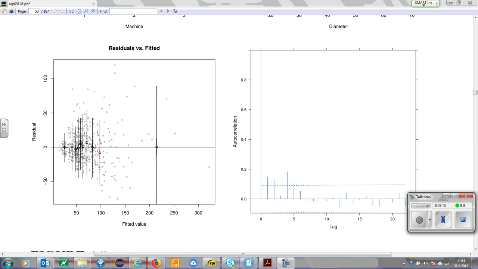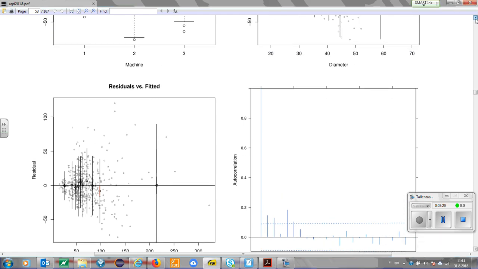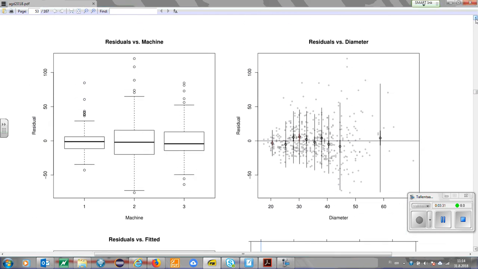Here I have the same graph with the fitted value on the x-axis. We end up with the same conclusion, so it seems that the systematic part has been properly formulated. Then we can take a look at the random part. First, look at whether the variance seems to be constant.